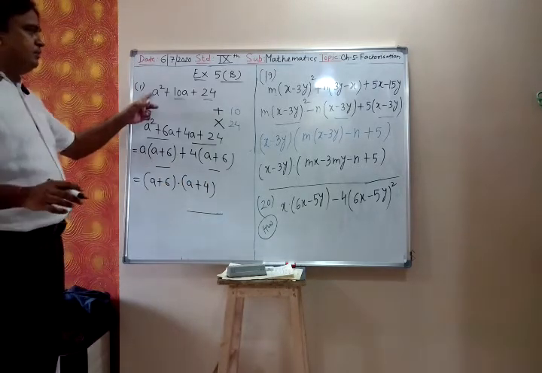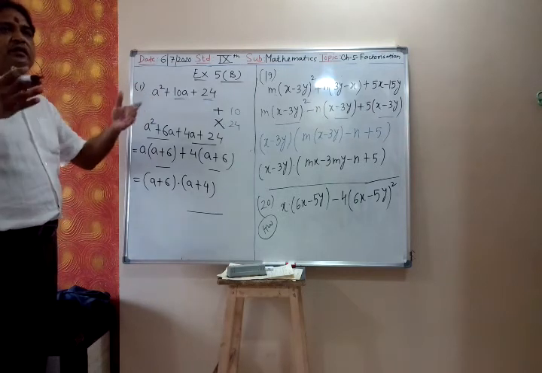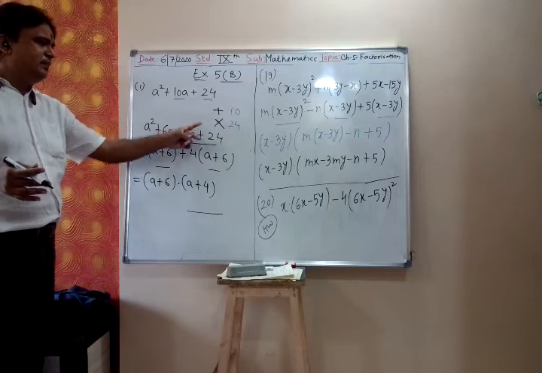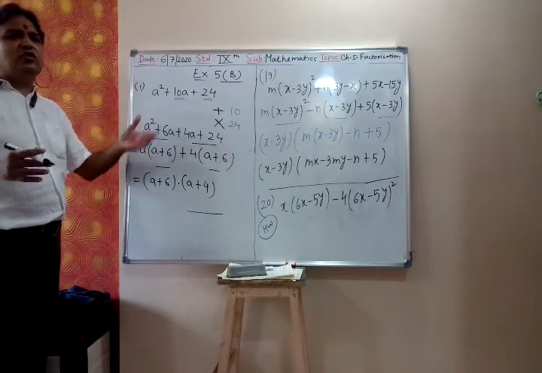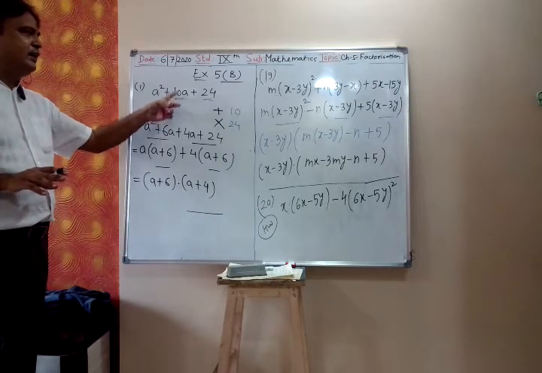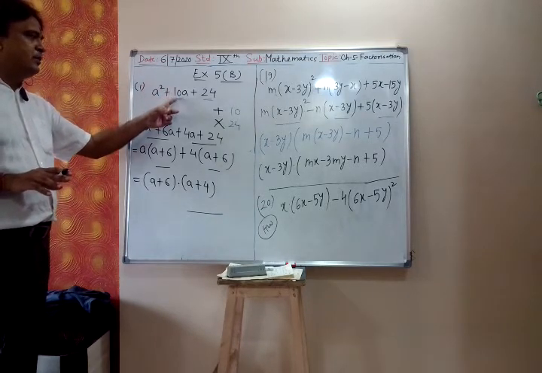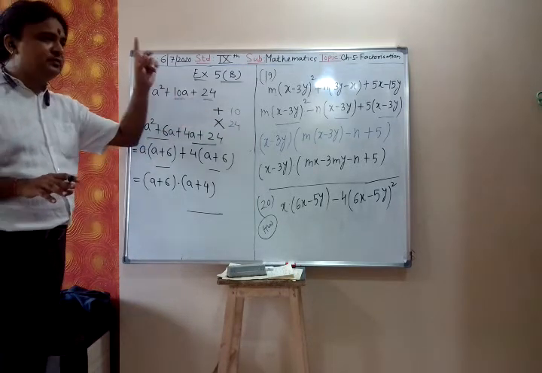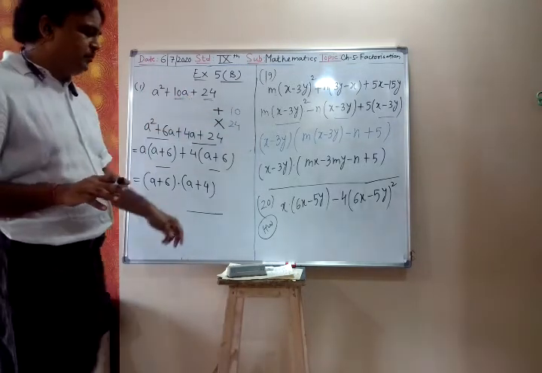So whenever you have power 2, meaning quadratic, you have to split the middle term, and then take the common factor. So what is the working method to split the middle term? Find two numbers whose sum, meaning addition, is the middle term and multiplication is the last term. And you have to take the sign.